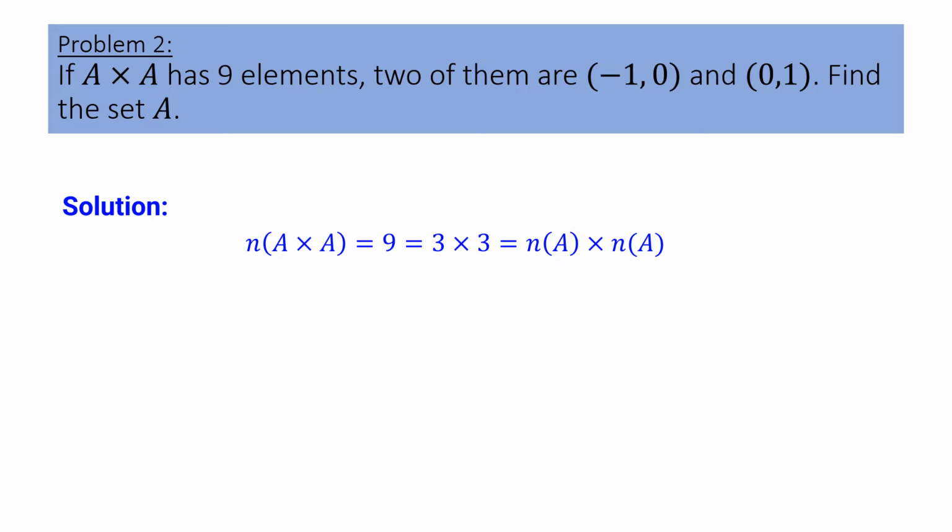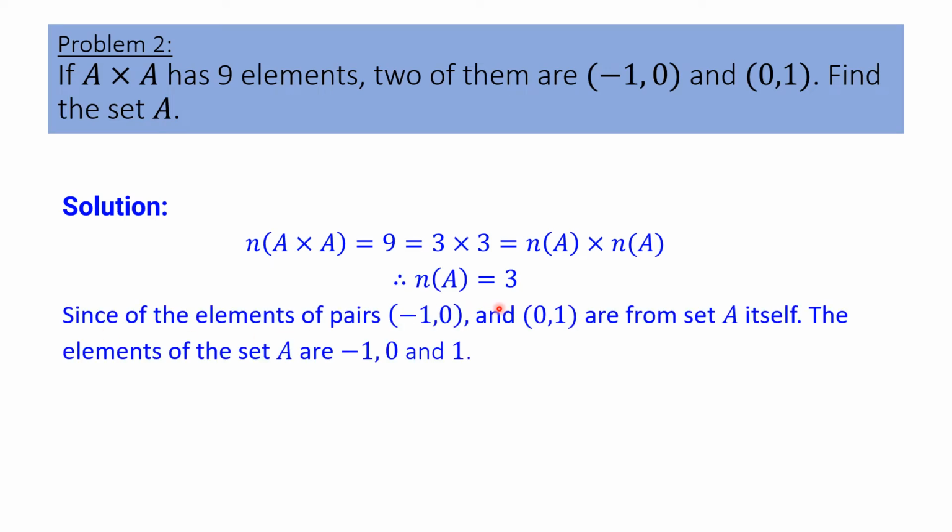We also know that the number of elements in the Cartesian product of A and B is equal to the number of elements in A times the number of elements in B. Therefore, the number of elements in A cross A will be equal to the number of elements in A times the number of elements in A. Therefore, the number of elements in A will be 3.